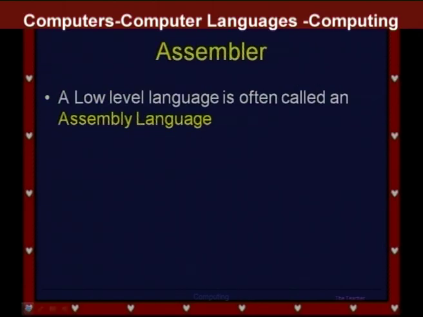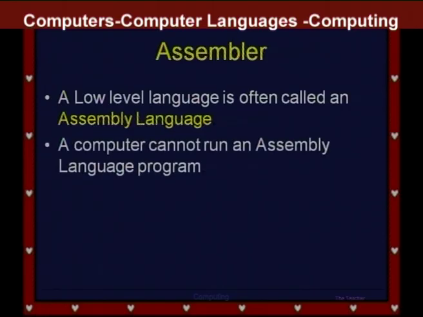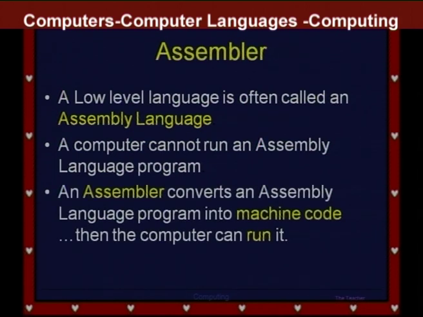And we have something called assembler. This is called assembly language. We can call it assembly language or assembler. This is also often called a low-level language. A computer cannot run an assembly language program directly. So all these languages will be converted. There is some translator which converts all these languages into machine language.